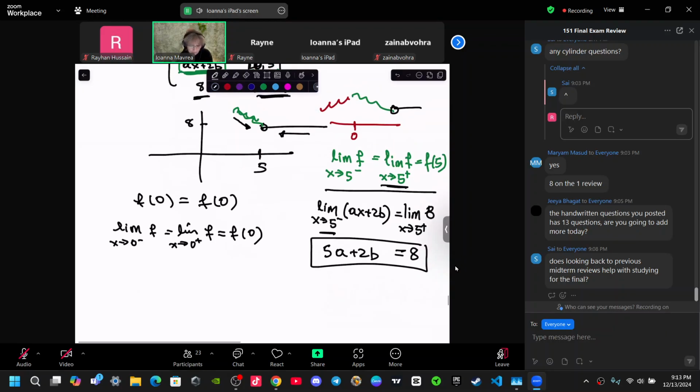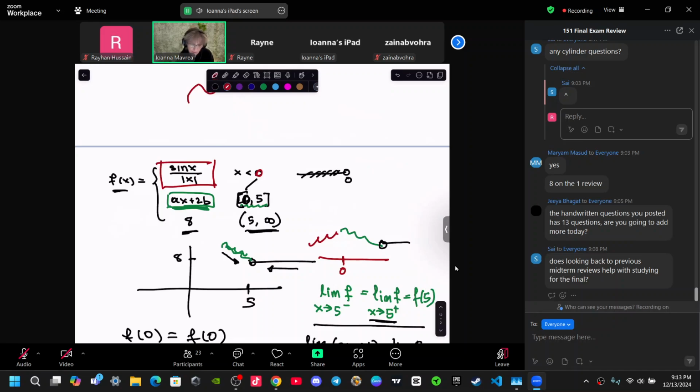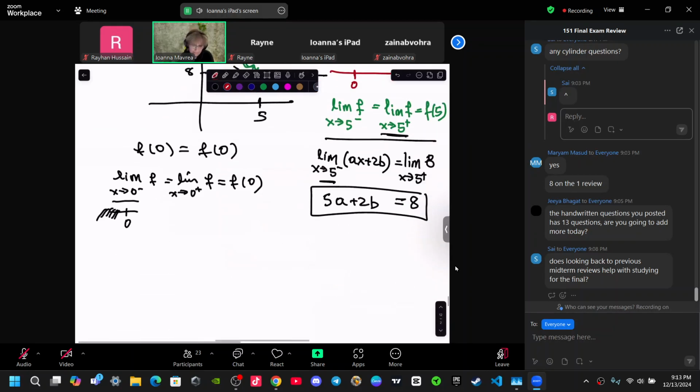So if x goes to 0 from the left side, that means x is negative. If x is negative, f is the red piece. So in order to find this limit, I need to plug into the left piece. So the limit of f is sine x over absolute value of x. And of course, you can evaluate limits or derivatives or integrals if you have absolute values. So your job is to get rid of the absolute value first. I'm going to do that in a second.